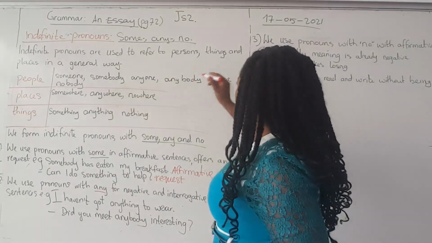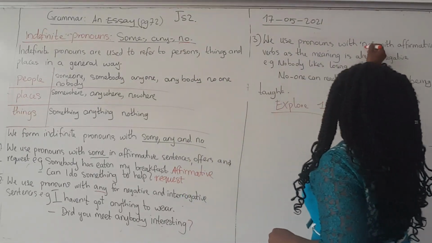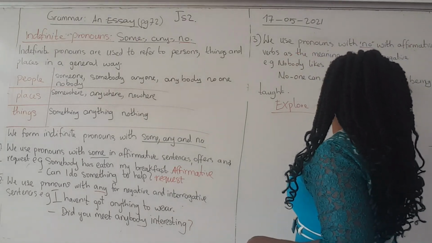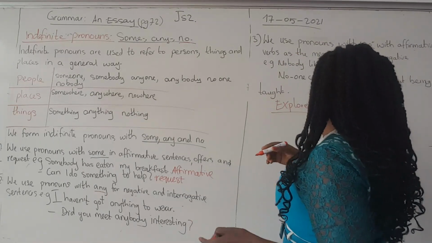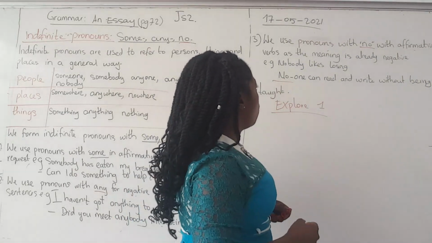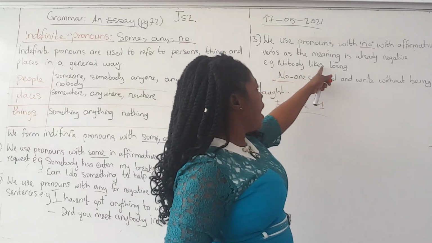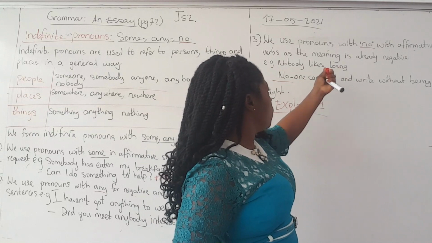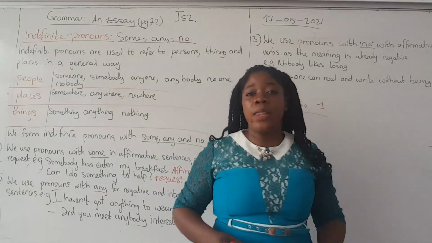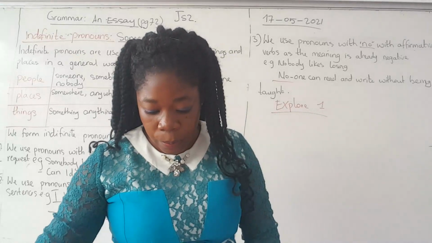And the third one, which is no. We use the pronoun no with affirmative verbs as the meaning is already negative. What do we mean by the meaning is already negative? It means no, first of all, is a negative word, so we use it with an affirmative verb. Example: nobody likes dogs, or nobody likes losing. Example number 2: no one can read and write without being taught.